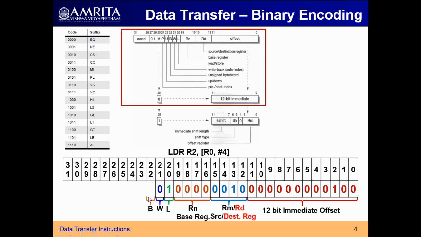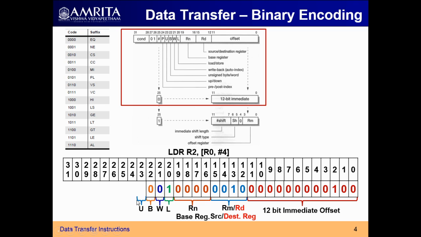Next bit is used for representing whether you are using an unsigned byte or word load or store. In my case, I am using word oriented load. That is why LDR is there. So since LDR is there, B bit should be 0. You can see here it is byte bar word. Since I am using word operation, this bit should be 0.